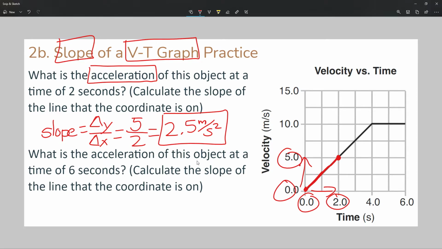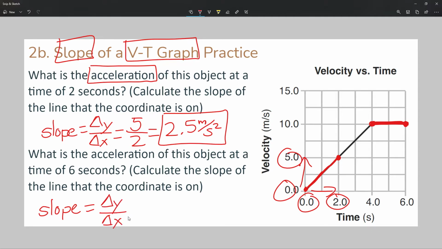What is the acceleration of this object at a time of 6 seconds? Now this is a little bit trickier because the point is at 6 seconds. Since the point is on this line, we have to calculate the slope of this line right here. So let's actually start at 4 seconds. Now we can calculate the slope of this line, because we do want acceleration.